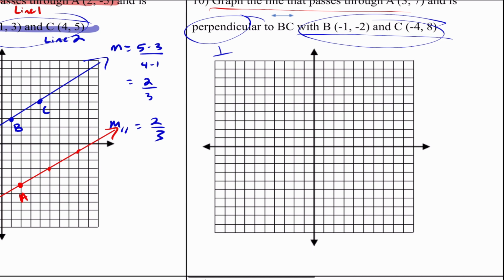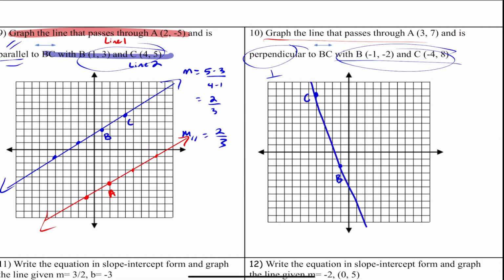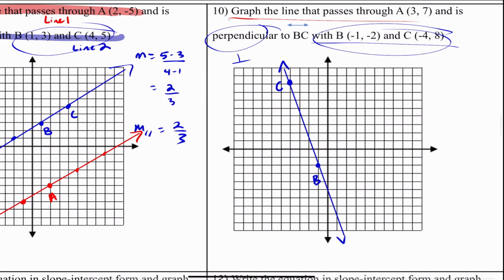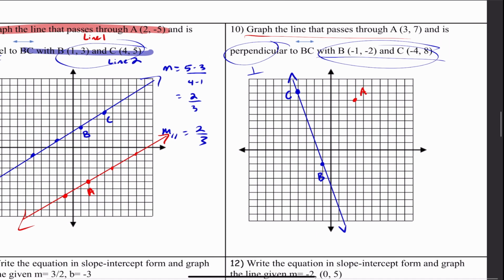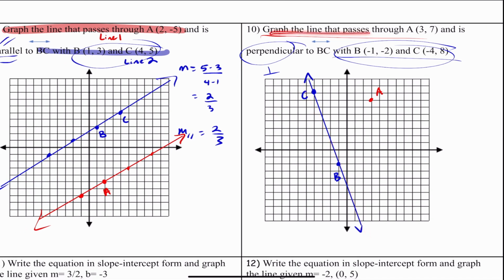Negative 1 comma negative 2 is right here. That's B. And then negative 4 comma 8. So 3, 4, 1, 2, 3, 4, 5, 6, 7, 8. That is C. And then with these 2 points, I can create a line. And then lastly, we have that point A, which is in red, 3 comma 7. 1, 2, 3, 4, 5, 6, 7. Call that A. And then, okay, well, let's figure out the slope of this line, because that line 1 here is perpendicular to this line BC.